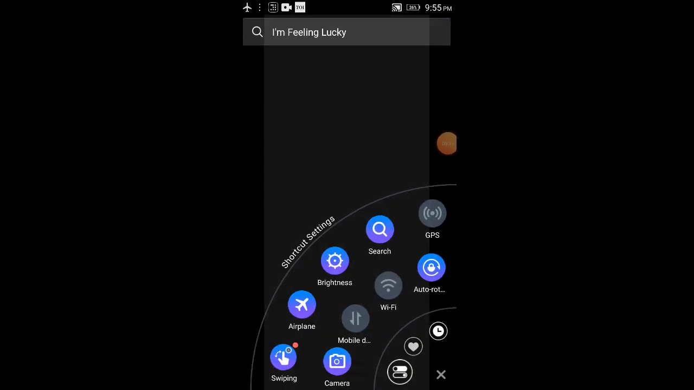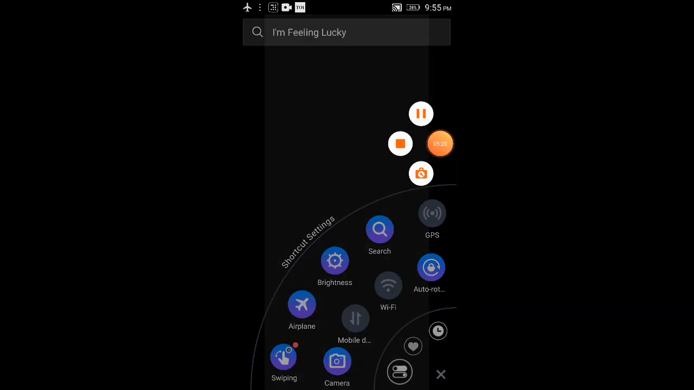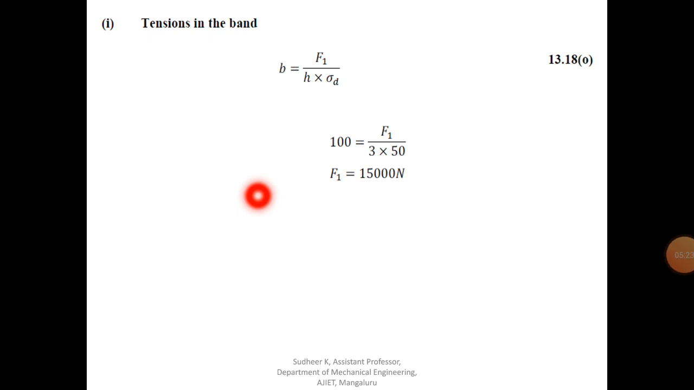Now the first question: you need to find the tension in the band. For that purpose we have to use equation number 13.18, from page number 269. That is design stress of the band is equal to maximum tension or maximum force divided by area. You know, stress equals force by area. The area of the band is equal to B into H, where B is the width of the band and H is the thickness of the band.